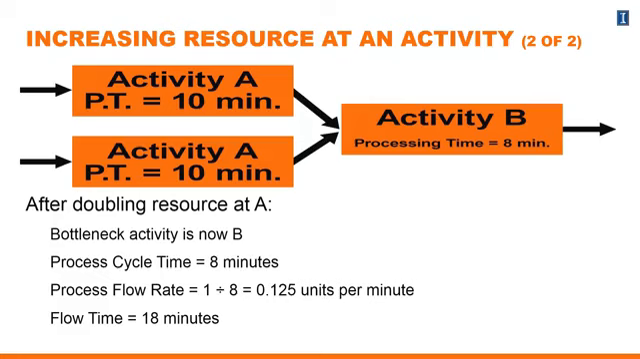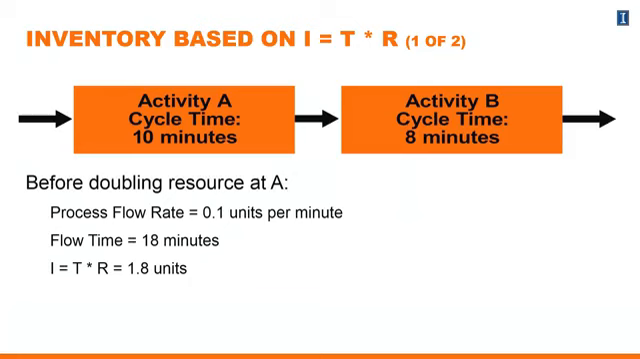Now let's take a look at the impact that this had on the inventory in the system. You may recall Little's law, which states that when you're looking at a process, the average inventory in the system is going to be equal to the product of the throughput time, the flow time, and the throughput rate or the flow rate.